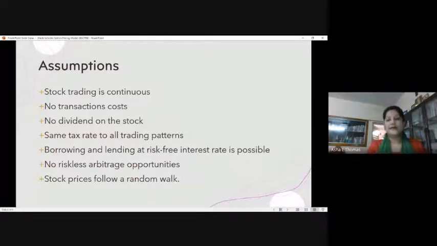Then borrowing and lending at the risk-free interest rate is possible. May be true in general conditions when you do not have a liquidity crunch. No riskless arbitrage opportunities, that's also true, because if you are trying to invest in the stock market, there is an element called risk. So there are no riskless arbitrage opportunities.